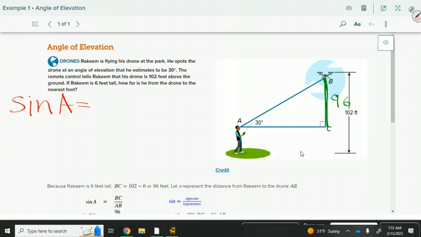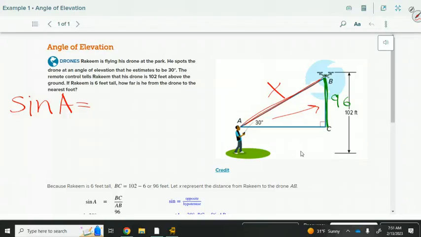The reason we're using sine, again, is because we're trying to find the distance between Rakeem and the drone, and that is going to be our x. So if we have 96 feet on the opposite end of the angle, and then we're solving for x, which in this case is going to be the hypotenuse, what ratio are we going to be using? We're going to be using sine, because it's opposite over the hypotenuse. So that's why we're using sine.